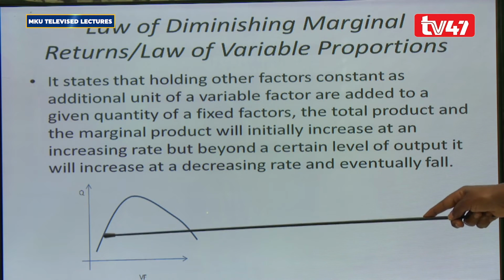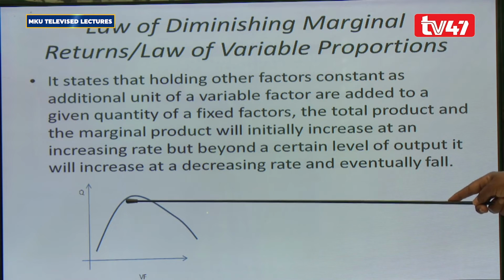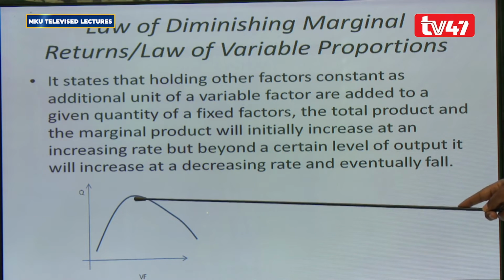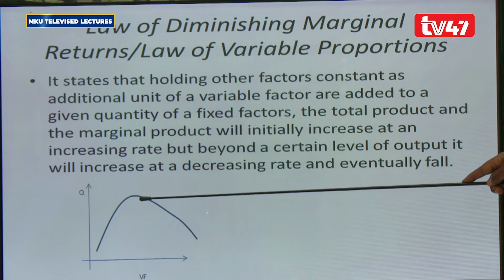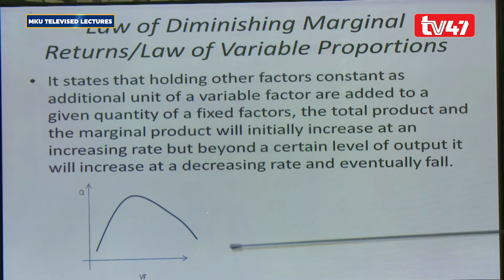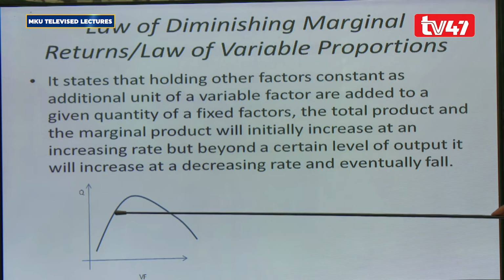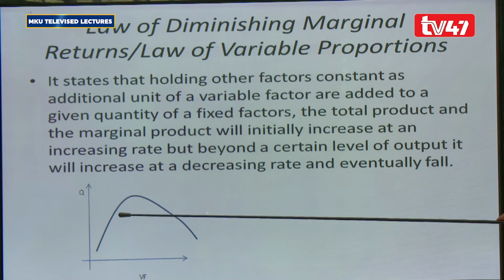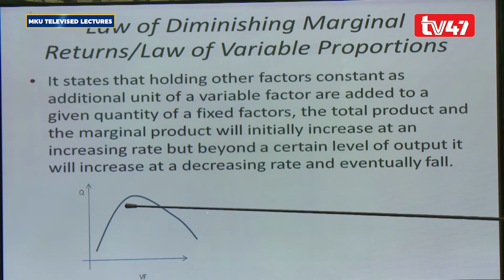Initially, the increase is at a high rate. Then, as it goes on towards the peak, it starts increasing, but at a decreasing rate. Once it has reached the top here, definitely it will come down. Why is this law important? The producer must be able to understand at what level he is. Is he operating where he can still increase more of input? Yes or no?